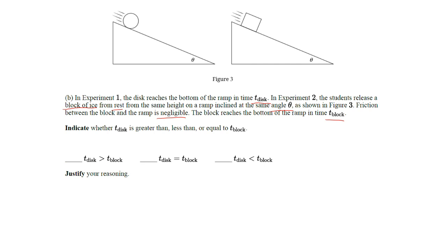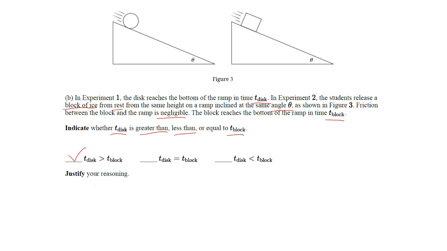So we're trying to figure out, indicate whether t disk is greater than, less than, or equal to t block. So is t disk greater than, equal to, or less than t block? So t disk is greater than t block, and we have to justify our reasoning. Okay, so why does the disk take longer to reach the bottom of the ramp than the sliding block?